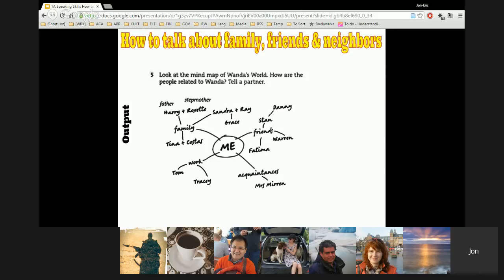And let's see, Rebecca. What about Costas? Tell me Costas' relationship to Wanda. Who is Costas to Wanda? I don't know. Look at the picture. Look at the mind map. There's no secret.